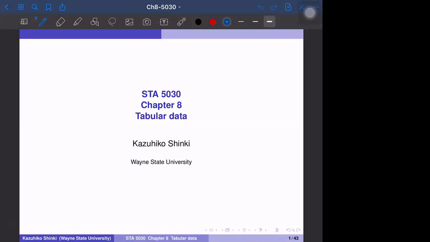Hi, everyone. So we start chapter 8, the tabular data. In this chapter, the objective is to test the contingency table. That is a table for two factors. So we have variable x and variable y. For example, x is female or male.